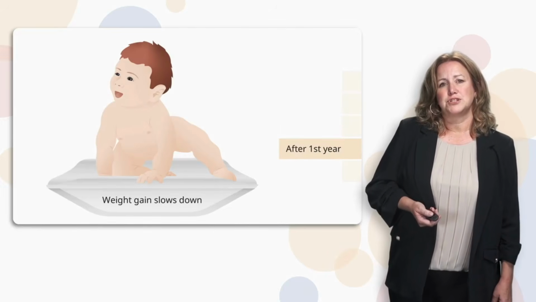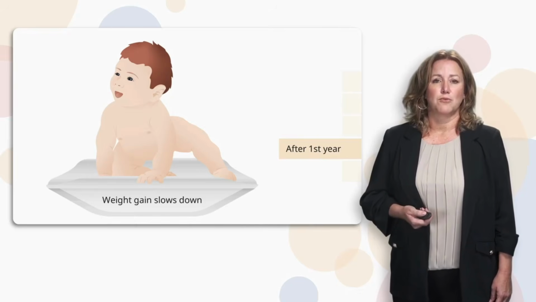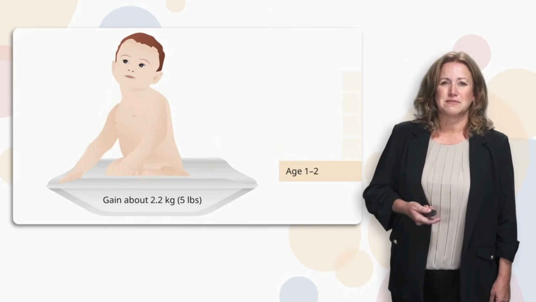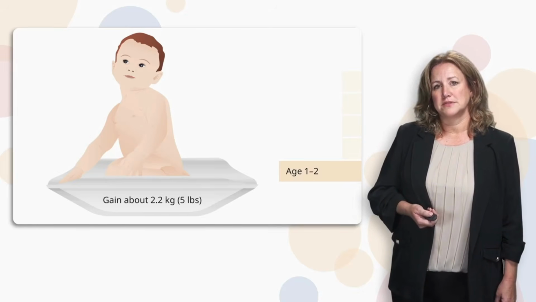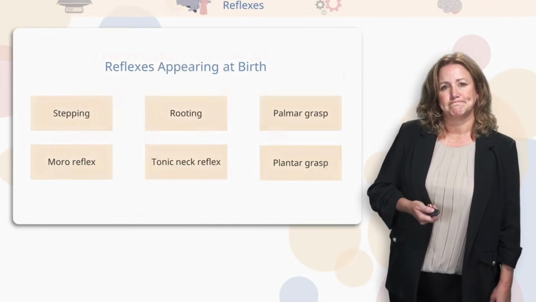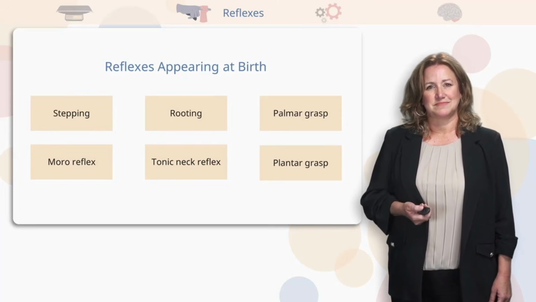After about the first year, their weight gain slows down, which makes sense because they're getting more active. So they're burning more calories. They gain about 2.2 kilos or 5 pounds through age 1 and 2. So that wraps up the weight. Let's move on to reflexes.